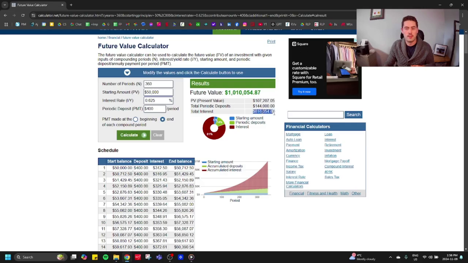And so this is the power of starting to save when you're young. The bulk of all your investment is actually interest. It's not even money that you started with or money that you've contributed. It's money that the stocks have returned to you.